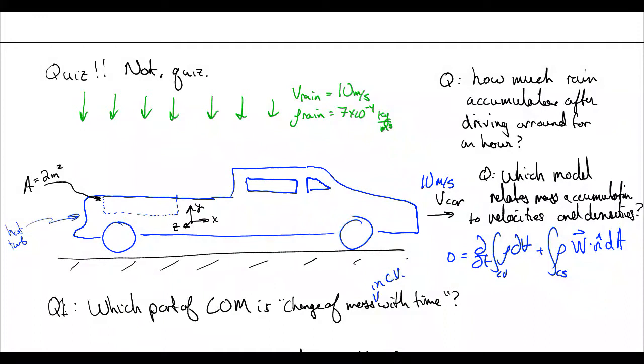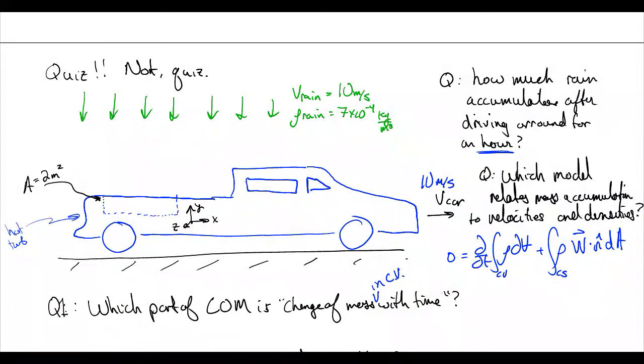So we want to know how much rain accumulates after driving around for an hour, because that is all you guys could afford, because you're still not working at your jobs yet. You have them, but you're not working at them yet. So what are the parameters for this?